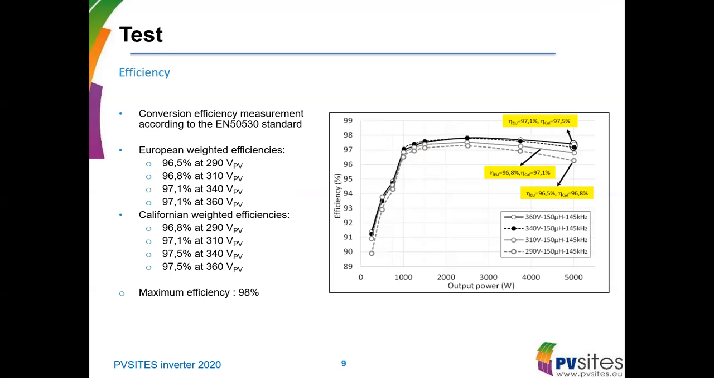We also made some efficiency characterization. What we see here is that the maximum efficiency we can obtain is about 98%. But we also have to calculate, according to the European standard, the weighted efficiency, and also the Californian weight. In fact, we see that the European efficiency is about 97%, according to the voltage of the PV. So the higher the PV voltage, the higher the efficiency. And for the Californian efficiency, we are about 97% when VPV, the PV voltage, is low, and about 97.5% when the PV voltage is higher.